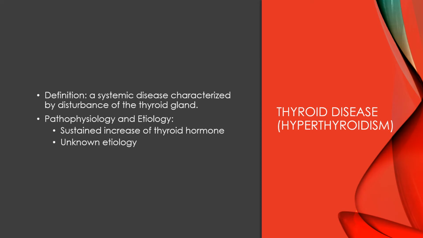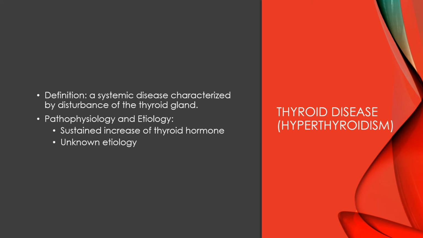Thyroid disease, specifically hyperthyroidism, is a systemic disease characterized by a disturbance of the thyroid gland. The clinical syndrome of an overactive thyroid gland is termed hyperthyroidism. An estimated 2% of women and 0.2% of men suffer from hyperthyroidism, with the highest frequency in both women and men occurring between the ages of 30 and 50.